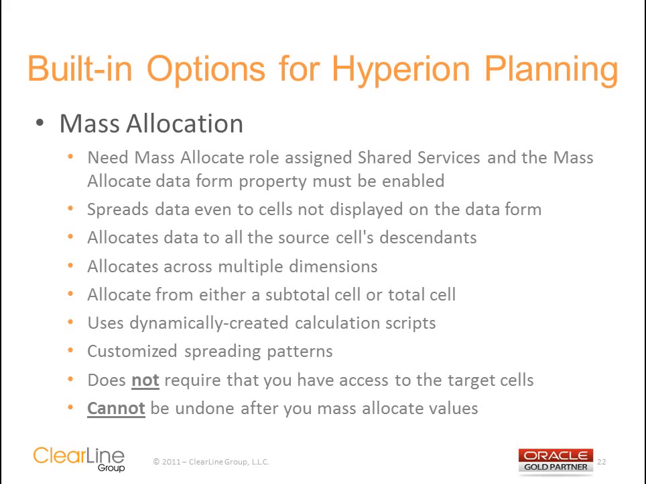It will allocate data to all the source cell's descendants, and it can even allocate across multiple dimensions. It does this with dynamically created calculation scripts. Mass allocation also has the ability to use custom-designed spreading patterns. You should also note that you do not need to have write access to the target data cells. This type of allocation cannot be undone since it's changing data directly inside of the cube.